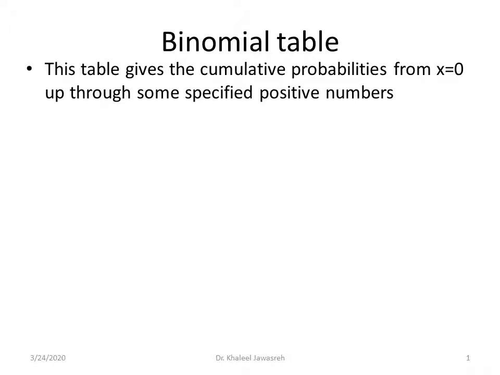The binomial table is a table consisting of rows and columns. This table gives the cumulative probability. It is ready to use for obtaining the binomial distribution. It gives us the cumulative probabilities, which we discussed previously in our previous lectures.